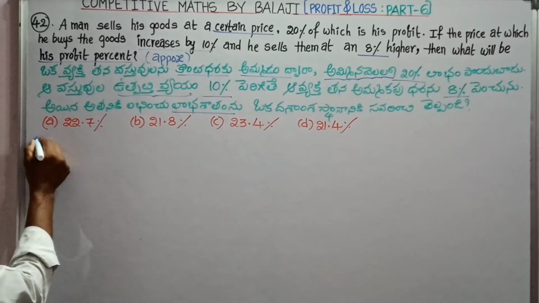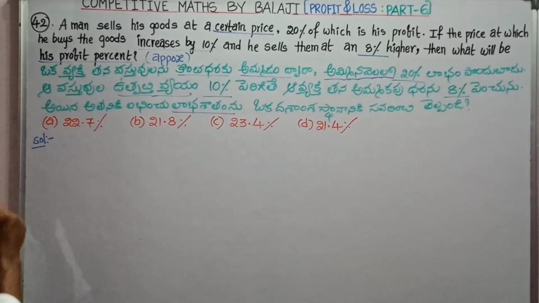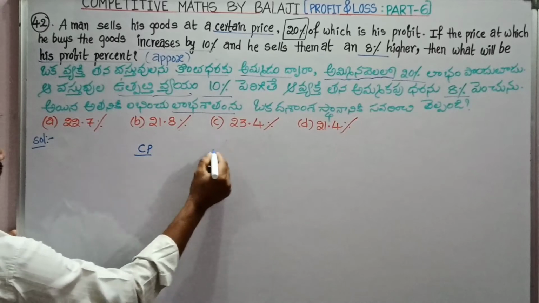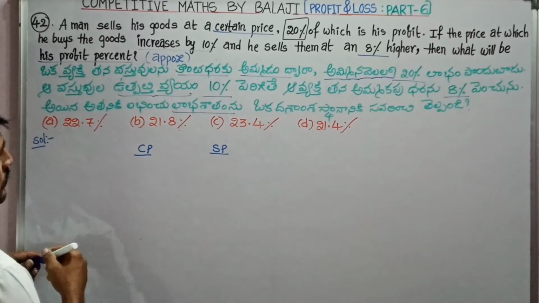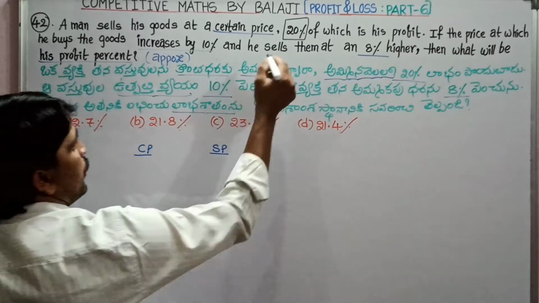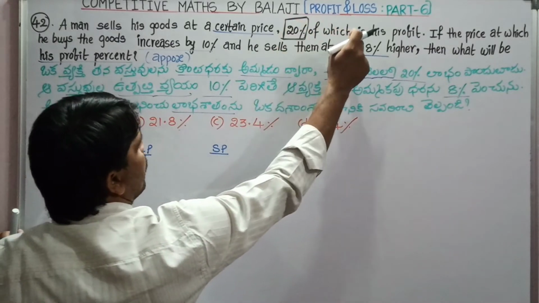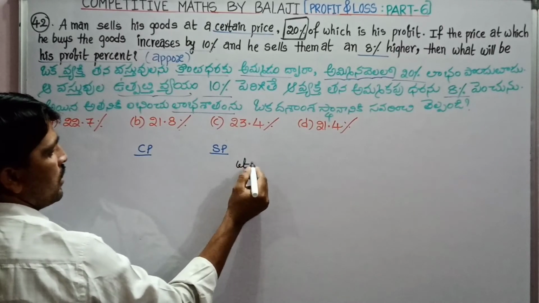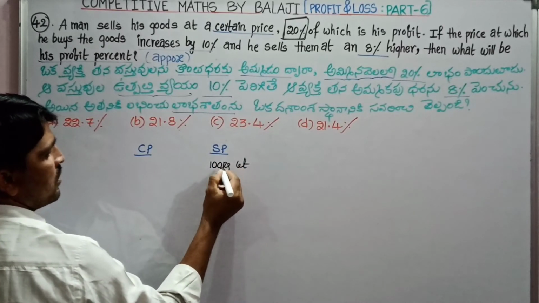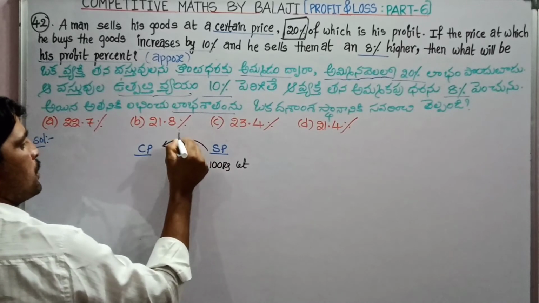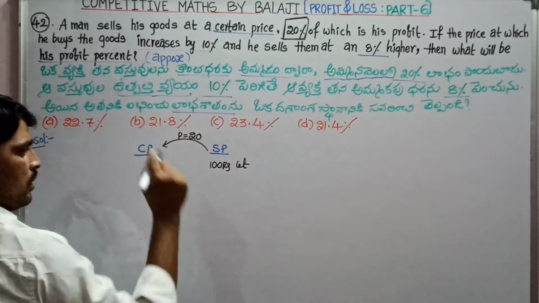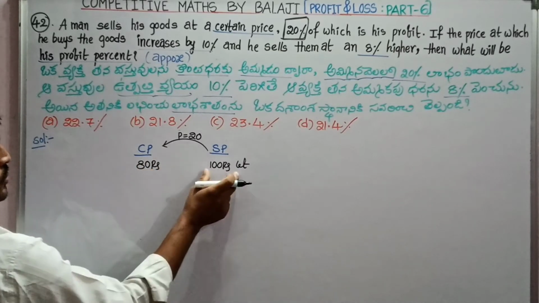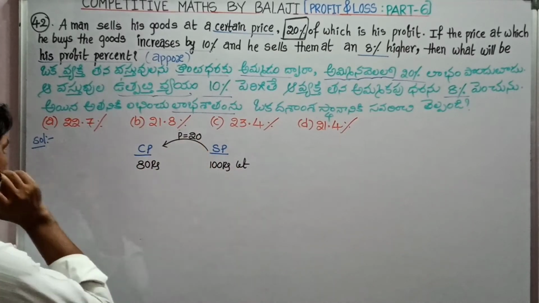Yes, solution. Consider CP and SP. Since the profit of 20% on the selling price is given, let the selling price be 100 rupees, in which there is a profit of 20 on the selling price. So the cost price is 80 rupees. Selling price minus profit equals cost price.